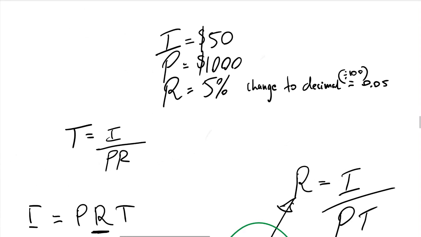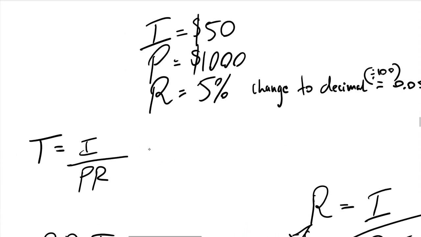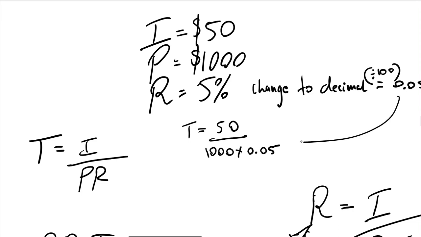So, once I've got my formula here, I just need to substitute. So, T equals $50 divided by 1,000 times 0.05. Good, make sure you use that value because we've already converted it. 1 year. Very well done.